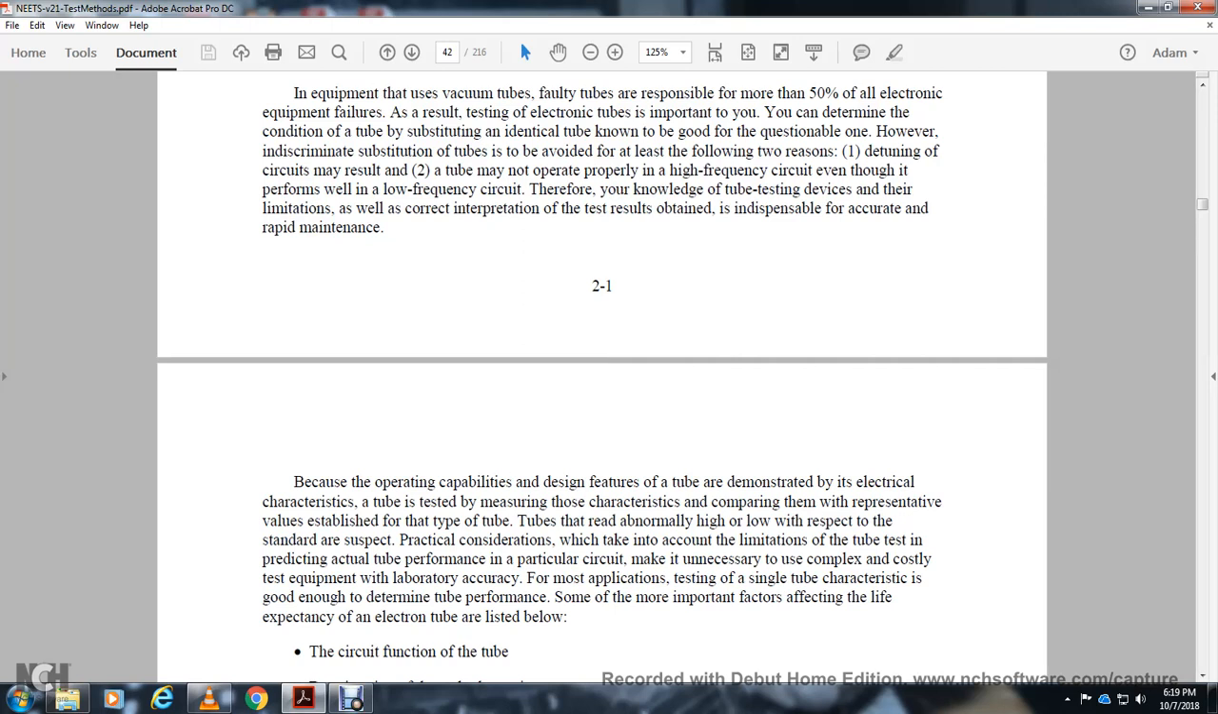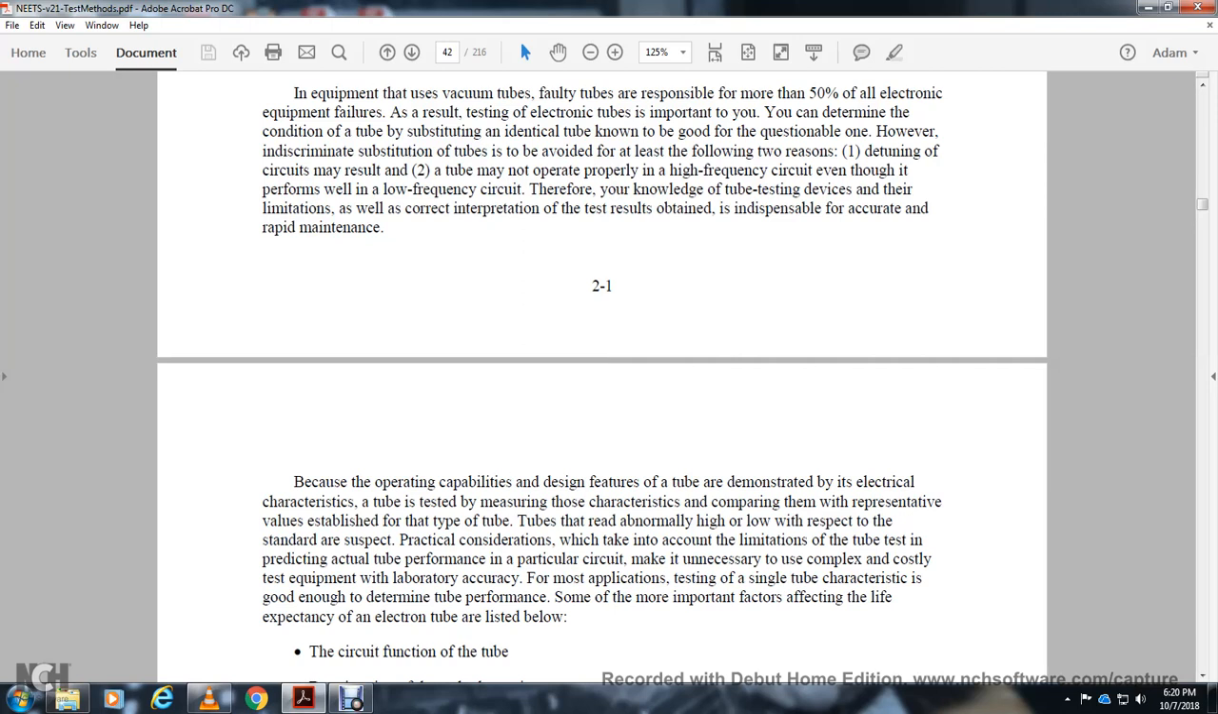High and low with respect to the same type are suspect. Practical standardization will take into account the limitations of the tube test in predicting actual tube performance in the practical circuit. It must be unnecessary to use complex calculated test equipment or laboratory characteristics for most applications. Testing a single tube with characteristics good enough to determine the tube performance.